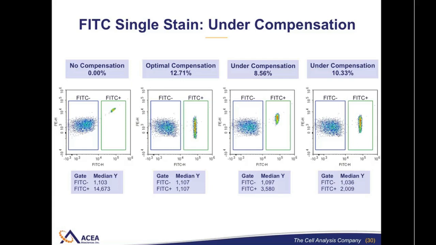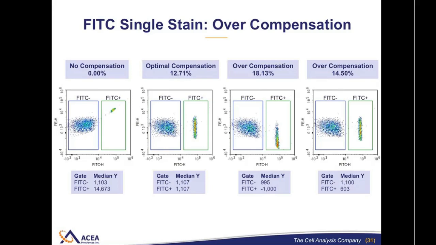I think this slide shares a really important message, because I have often heard folks say that they just eyeball or estimate the compensation based on what things look like visually. However, it's actually much more accurate to trust the auto compensation to do the calculations for you, or else, if you draw the gates around the negative and positive populations to observe the median or mean values while you're making your spillover adjustments, that's much better.